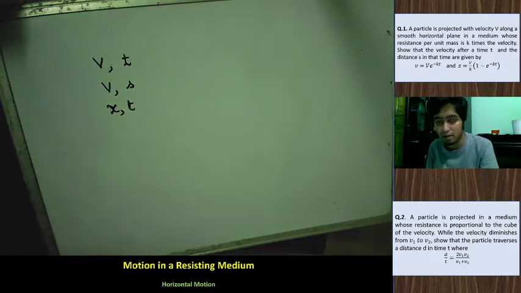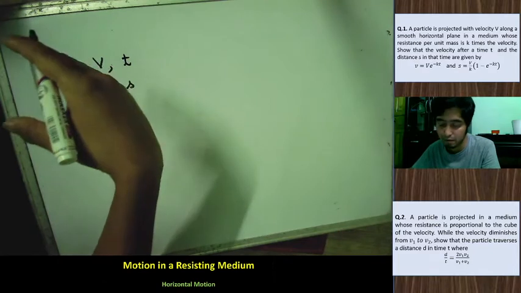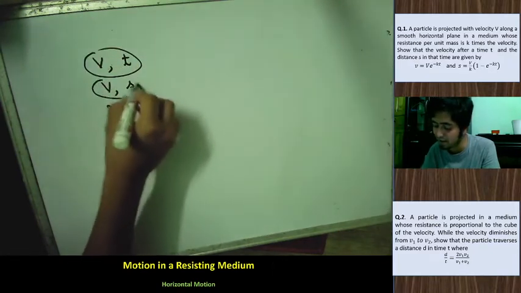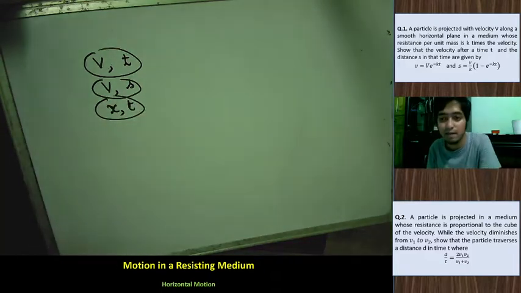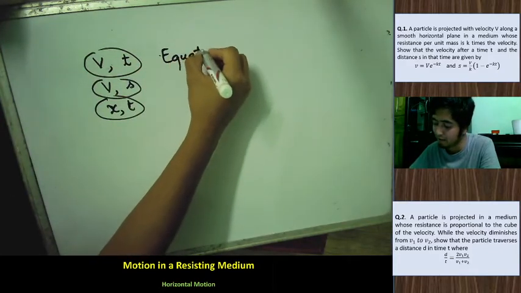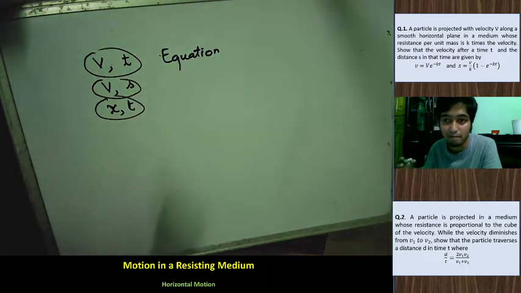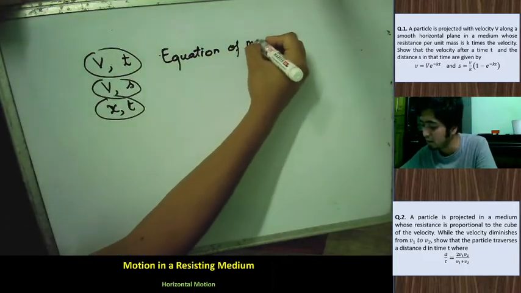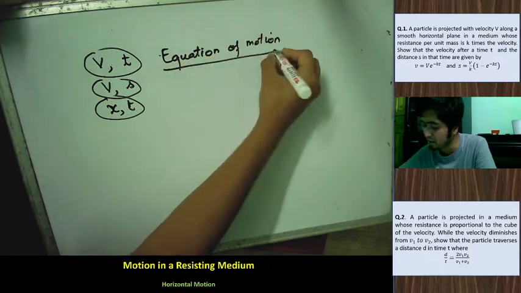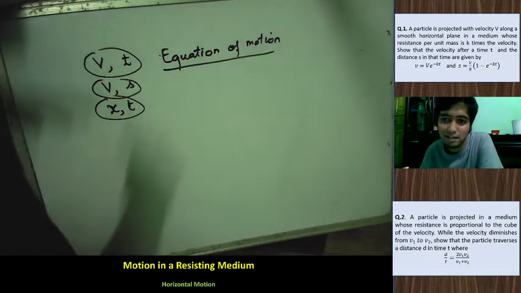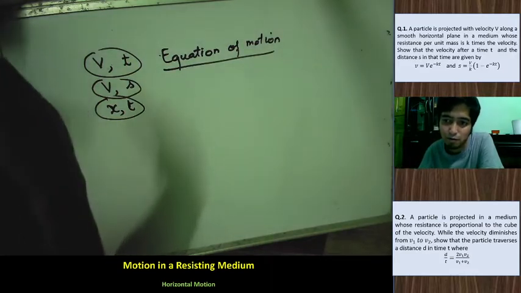So how will we derive these types of relationships? The first thing that you must remember is, whenever you are given a situation involving the motion of a body, you first have to find the equation of motion. So what is this equation of motion? The equation of motion is just an equation that describes the whole motion.